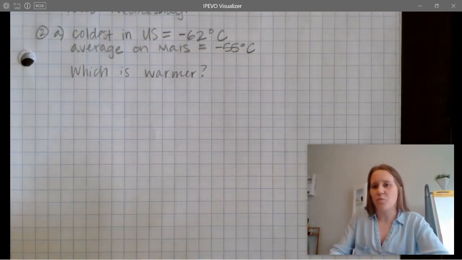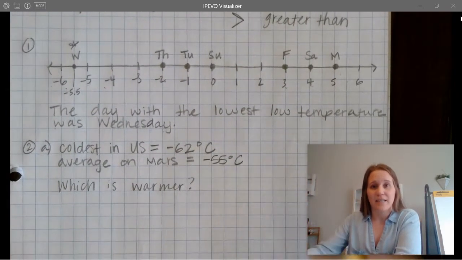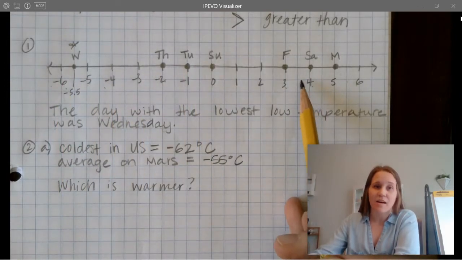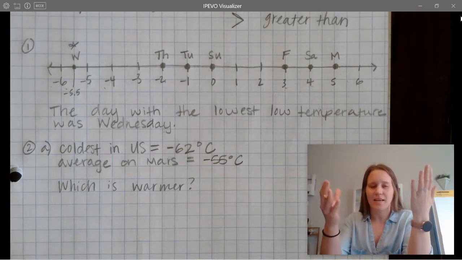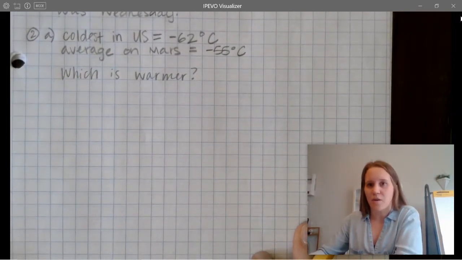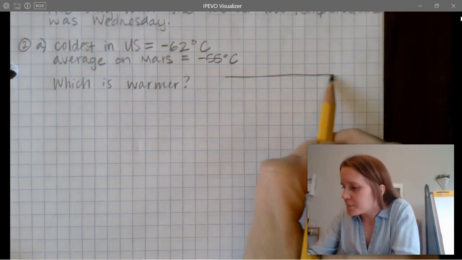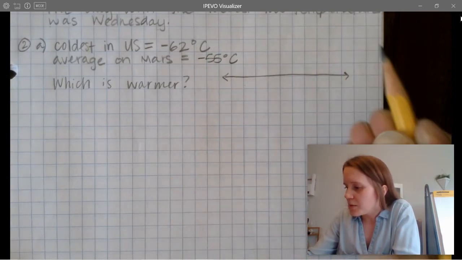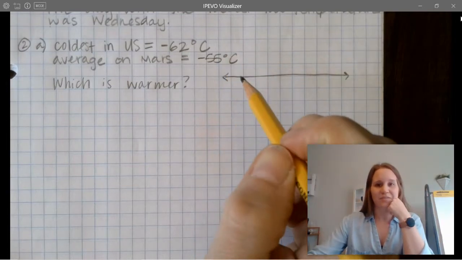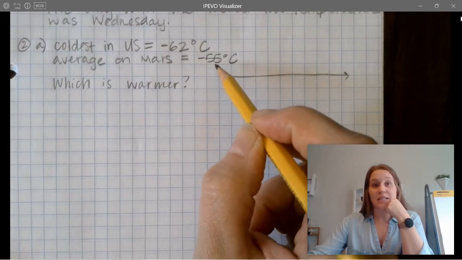If I want to know what's warmer, the best way that I know so far, and the way that we practiced in the first question, is actually to show these on a number line. That helps me compare them. It helps me figure out which one is greater or less. So let's draw a quick number line. I'm just going to put it here on the side of my paper. I do want to put 0, and I want to put negative 62, and I want to put negative 55. So these are both negative, so I know I'm going to be working to the left of 0.